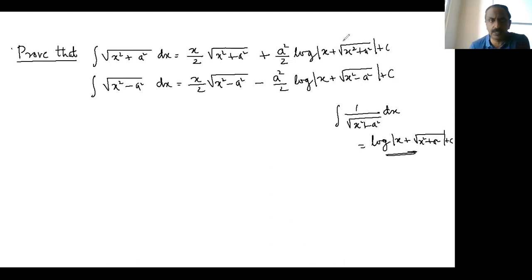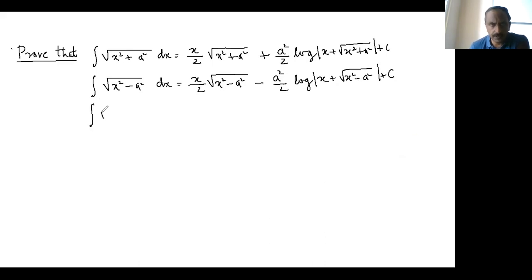They ask you to prove this theorem. Most of the time they will ask you this. Next, the last one, root of a square minus x square. Same method: x by 2 into root of a square minus x square. Did you notice that here a square was negative, so you got a minus sign; here a square is positive, so a square by 2.